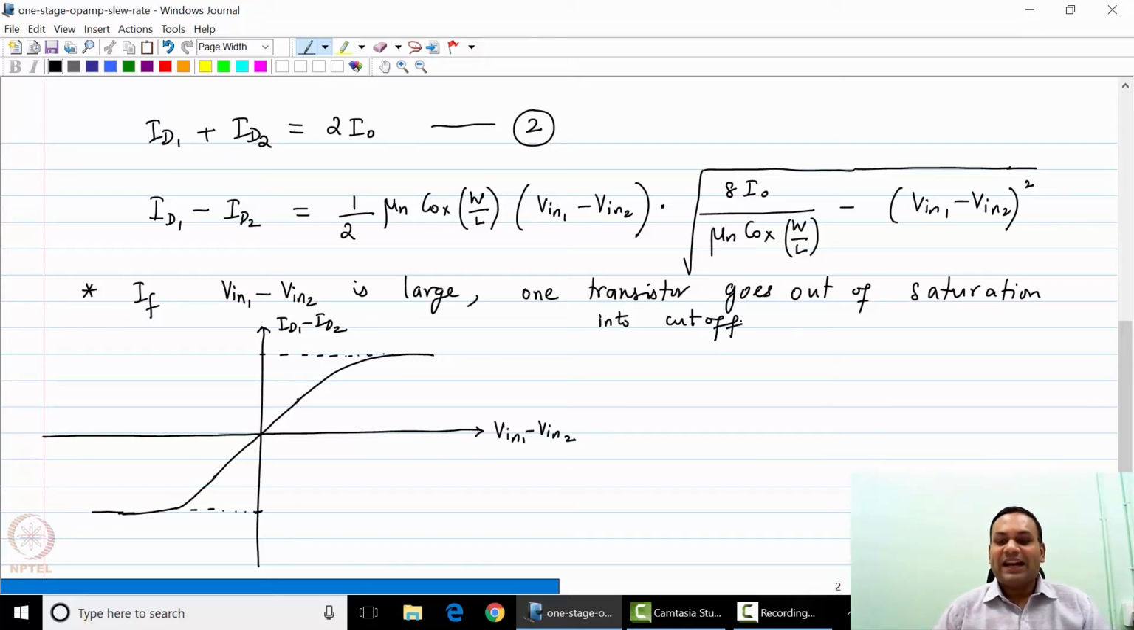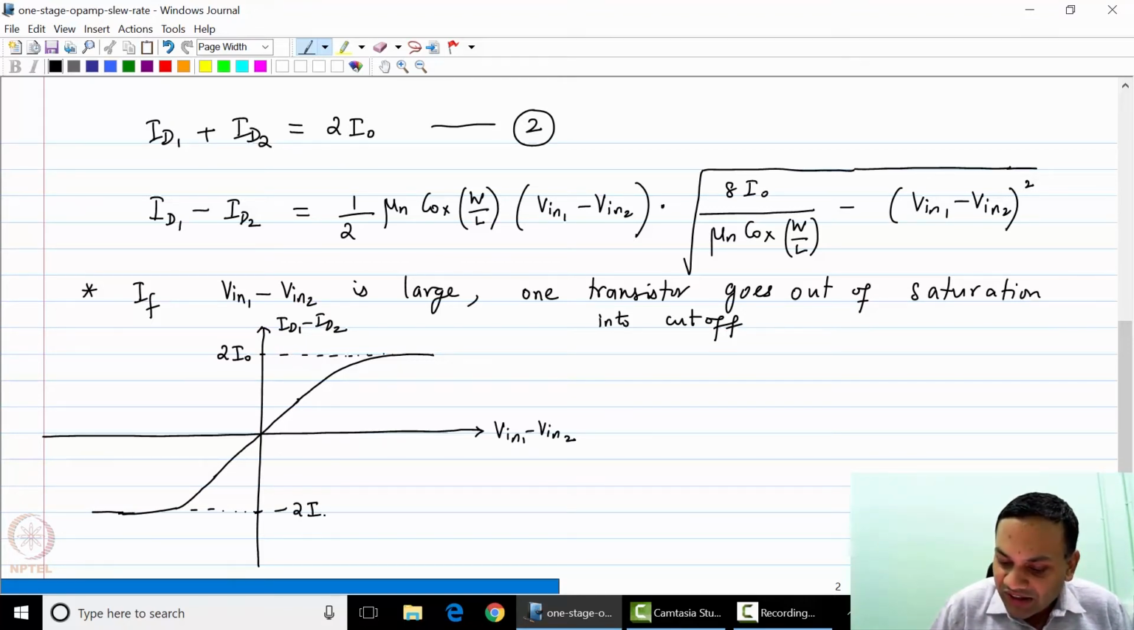When that happens, let us say M2 turns off, then all of the current flows through M1. In other words, this total current has to be equal to 2I0. On the other side, if Vin1 minus Vin2 goes negative and large, all of the current flows through M2, and therefore ID1 minus ID2 is minus 2I0, because ID1 becomes 0 and ID2 becomes minus 2I0.